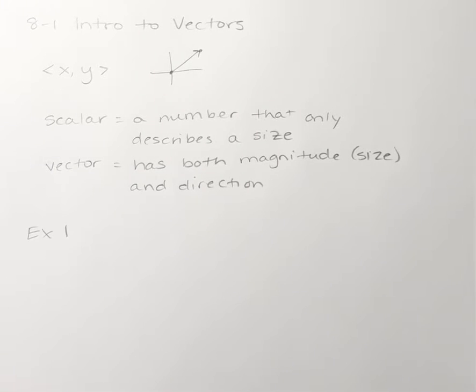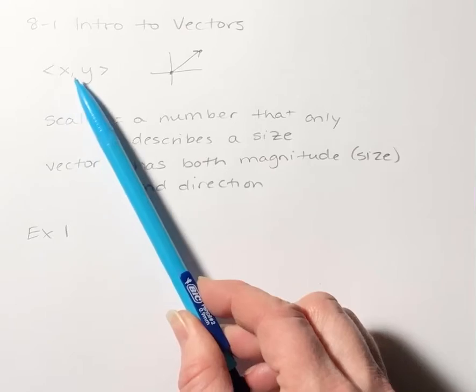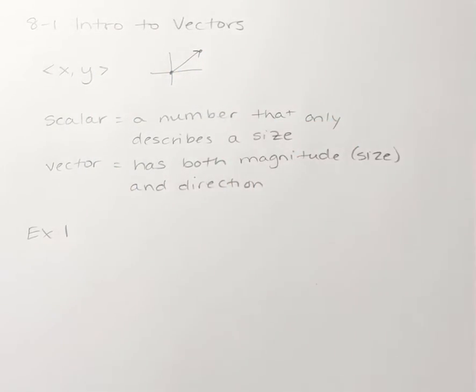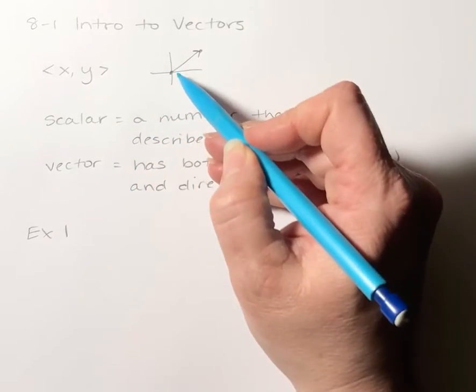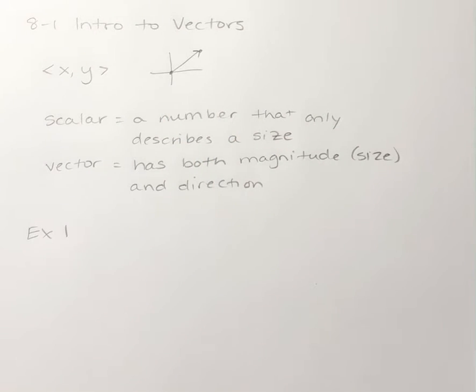So for section 8.1, it's just an introduction to vectors. You did these in geometry. A vector was written like this with a pointy bracket, and it looked like a ray. And we'll talk more about this notation later on down the road, but I just wanted to remind you of this from geometry.